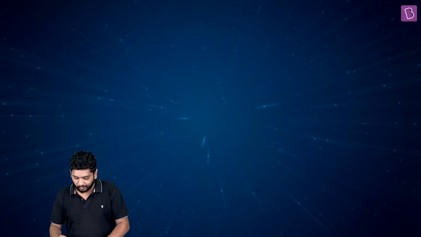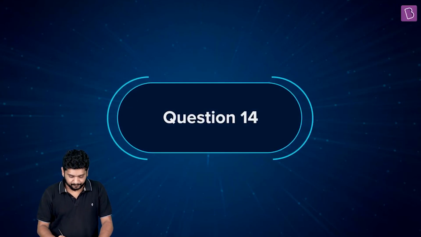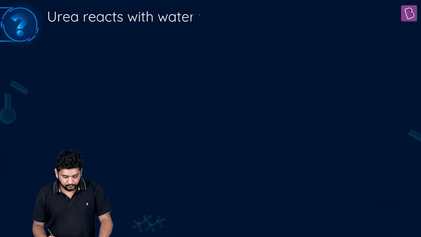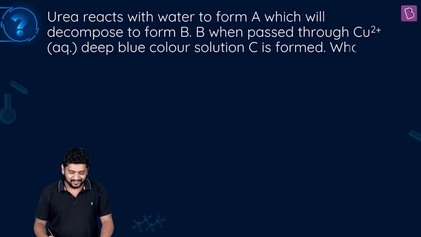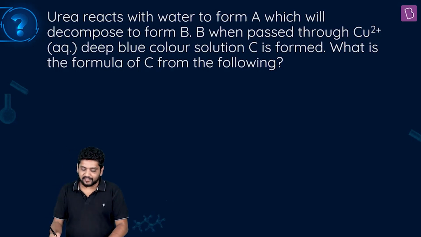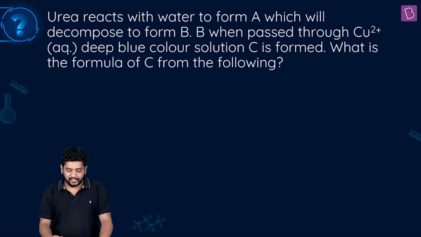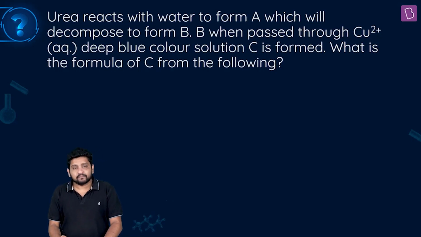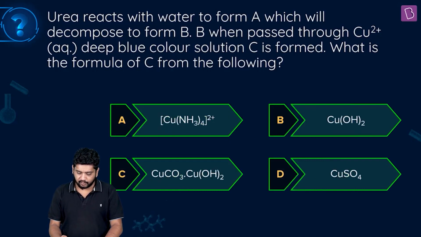Okay, let's move forward. Let's look at the next question, right? This is a very simple question here. Urea reacts with water to form A, which will decompose to form B. B, when passed through Cu2+ aqueous, forms a deep blue color solution C. What is the formula of C from the following? Simple question here. Urea on reaction with water. Looking at the options, I'm pretty sure you can already guess the answer.